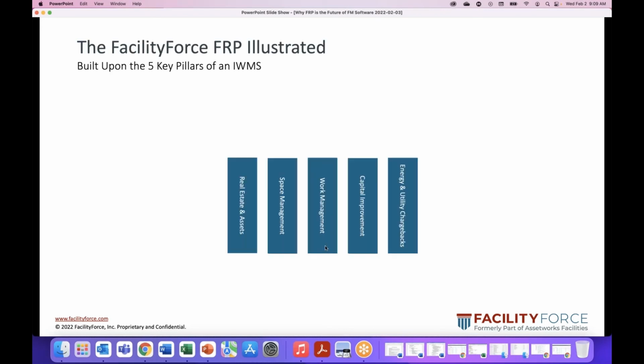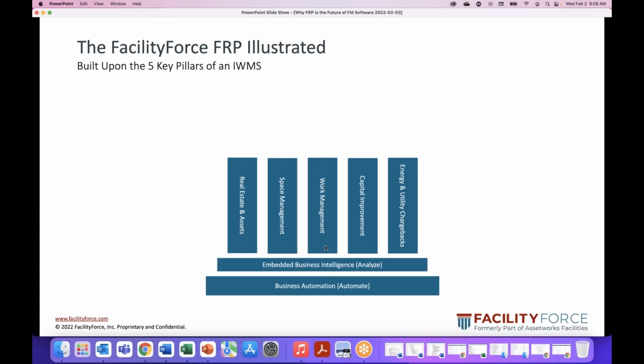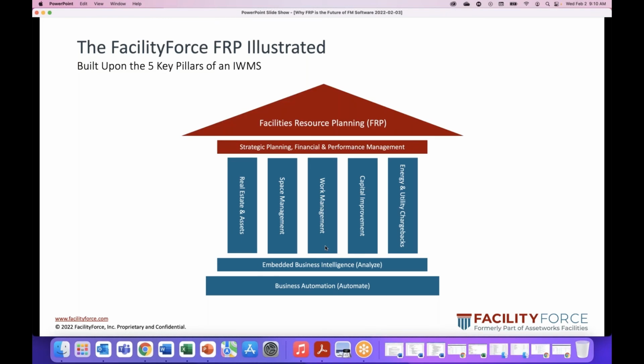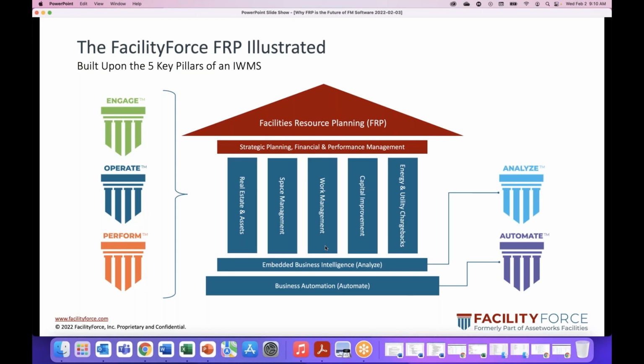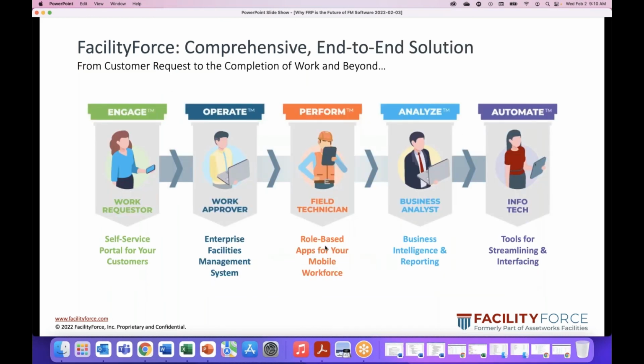One last way to look at this: the 5 different pillars or functional areas. Put a foundation on that for business intelligence and an integration layer, and then cap it off as facilities resource planning, which brings together strategic planning, financial and performance management across all those functional areas. And then just quickly, I'm going to introduce our product families for this: engage, operate, perform, analyze, and automate, which are probably better illustrated on this next slide, which presents them as an end-to-end solution.